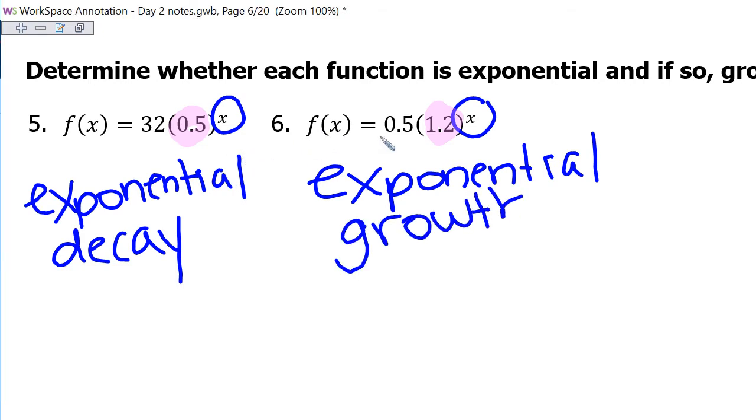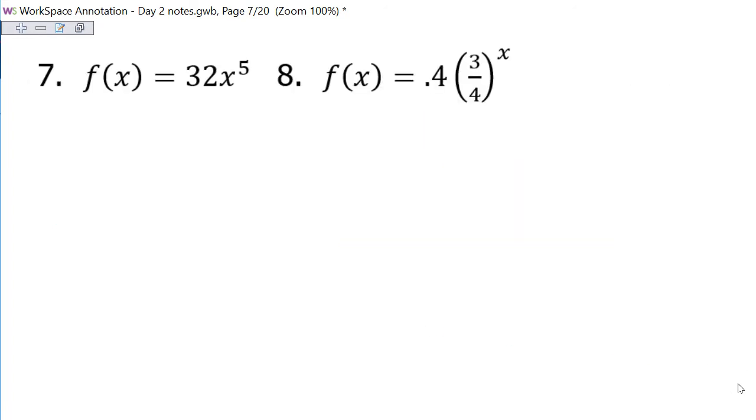Number 7, is that one exponential? Why not? Yeah, the x is not in the exponent. If the x were right here, yes, it would be. But it's not. We have a 5 right there. So this one is not exponential. It's not exponential because x is not an exponent.